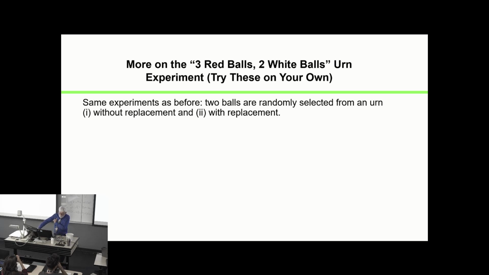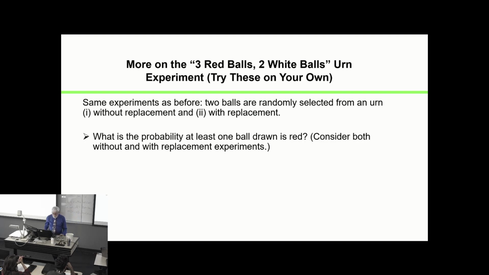But here's a couple you might want to try with the 3 red balls, 2 white balls urn experiment. Try these on your own. Same experiments as before, do them both without and with replacement. And what's the probability at least one ball drawn is red? Okay, I think that's an easy answer for you. Easy one to solve.